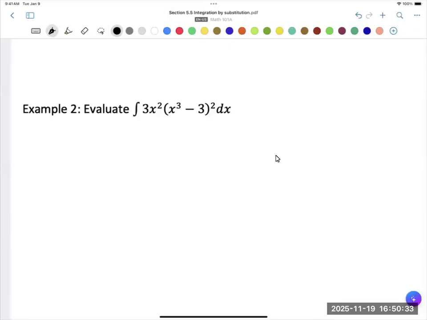All right, so let's see this one. We're going to have to consider what our u is. This problem is very obvious. I'm going to let u be something inside a parenthesis. So I'm going to let u equal x cubed minus 3.